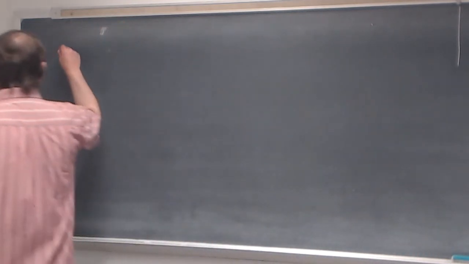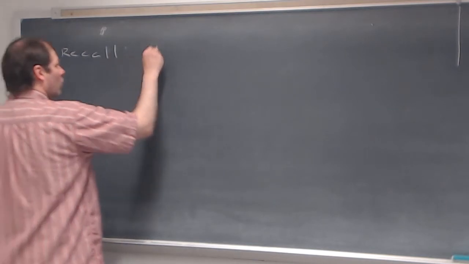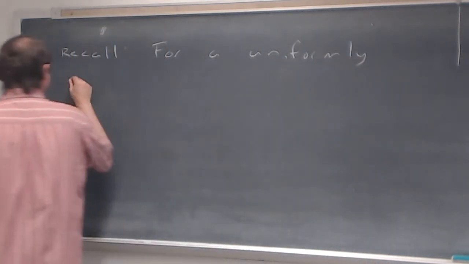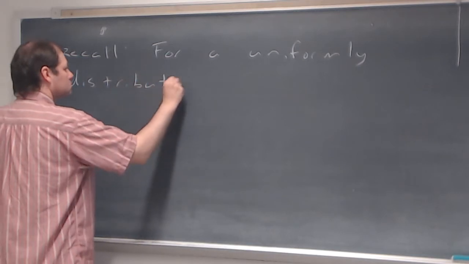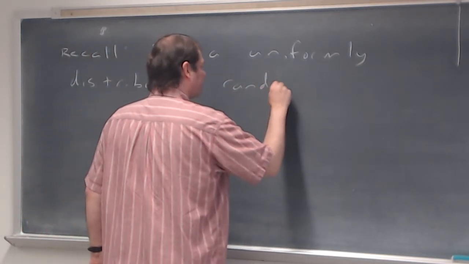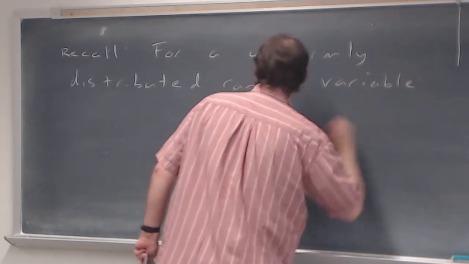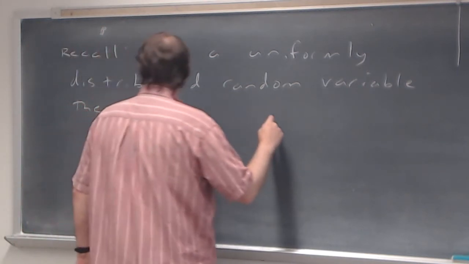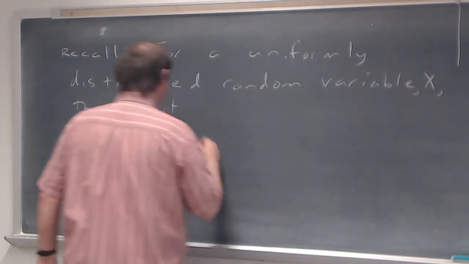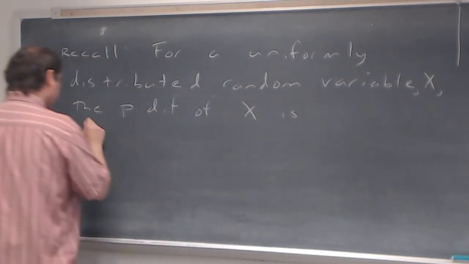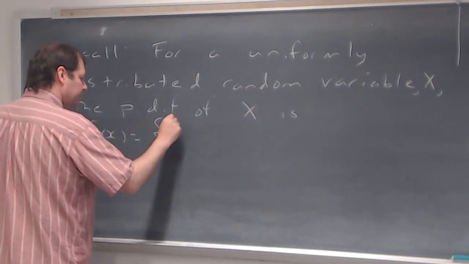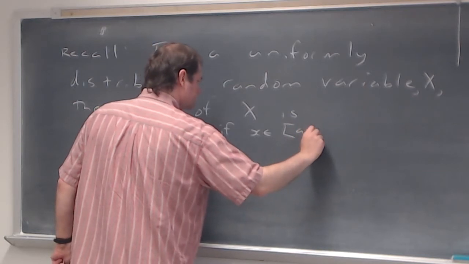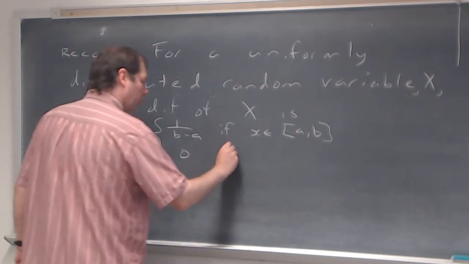Let's recall, for a uniformly distributed random variable, the probability density function. Let's give this variable a name, x. The probability density function of x is f of x equals 1 over b minus a if x is an element from a to b, and it was 0 otherwise.